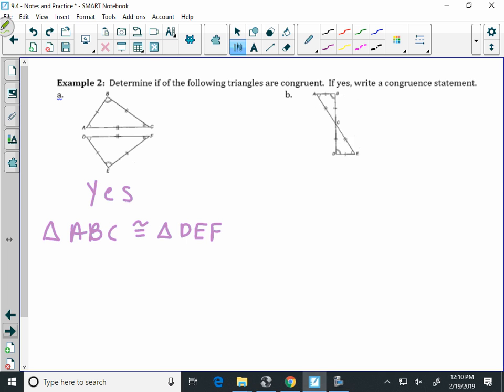Are my two triangles in B congruent to each other? Do all three sides match? Yeah, all three sides match. Here's a side with 1 tick mark, sides with 2 tick marks, sides with 3 tick marks, so our sides match up. We have all three angles that match.